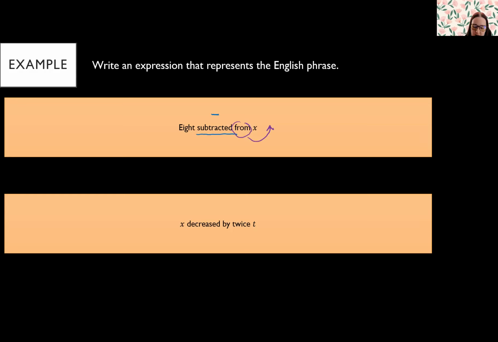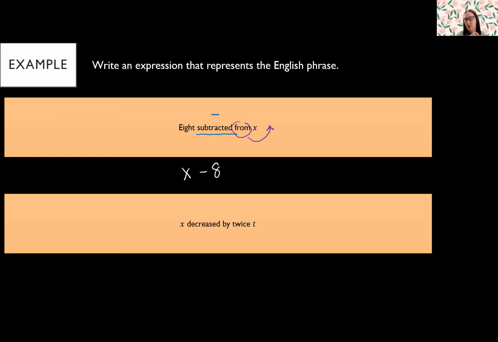When you're reading this, you've got 8 and then X, but that word from is telling us we're going in the opposite direction. Whatever we're going to do is going to be after the X. So that's telling us that our X is going to be first. We've got X, we have the word subtracted. So subtracted from tells us our subtraction is after the X. And then the only thing we have left is 8, because we haven't done anything with it yet. That's the last word that we have to deal with. So this gets translated as X minus 8.